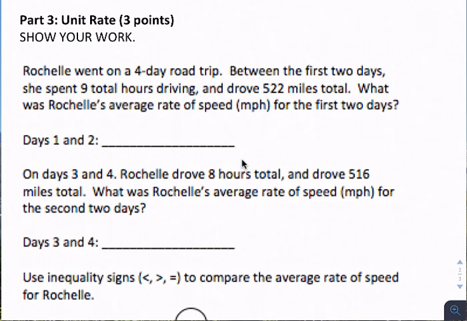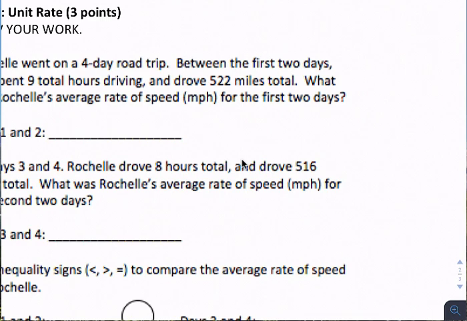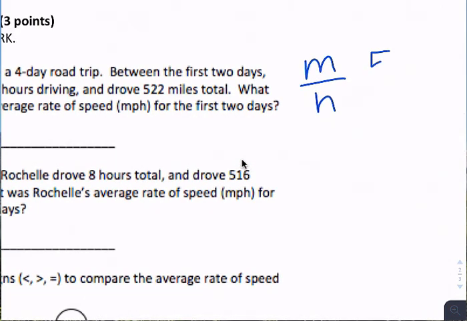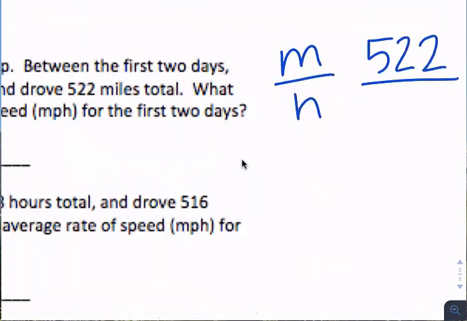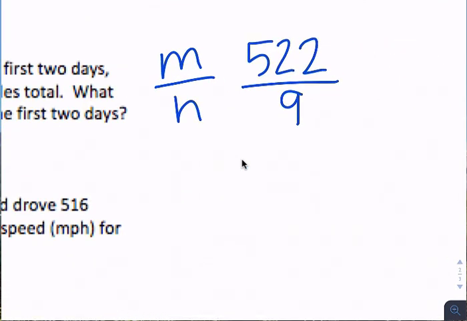So Rochelle went on a 4-day road trip. Between the first 2 days, she spent 9 total hours driving and drove 522 miles. What is her average rate of speed in miles per hour? So miles per hour, that means the miles is going to go on top, hours on the bottom. So this is going to be 522 divided, and we had 9 hours, so 522 divided by 9.